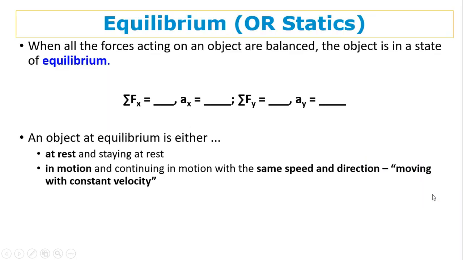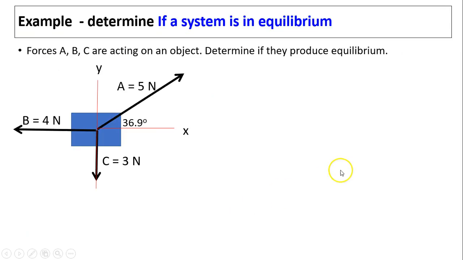The first special case is equilibrium, or statics. When all forces acting on an object are balanced, the object is in a state of equilibrium. In this case, all the forces in the x direction have to sum to zero, so there is no horizontal acceleration. The forces in the y direction also sum to zero, and there is no y acceleration. An object at equilibrium is either at rest or moving with constant velocity. That's Newton's first law.